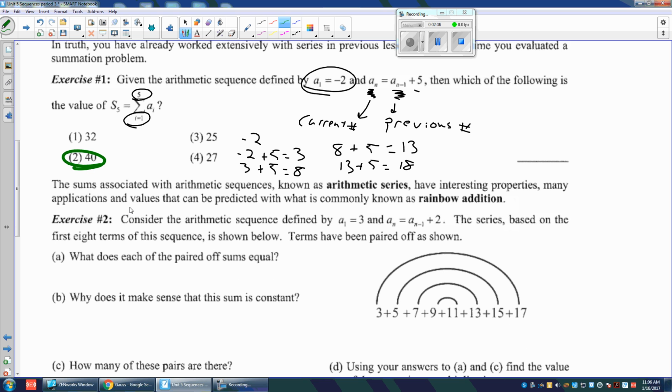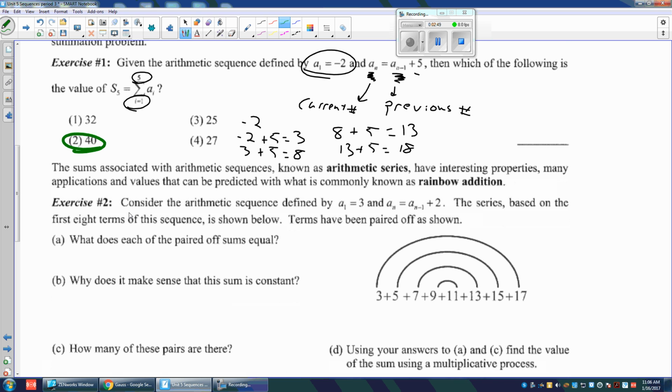The sums associated with an arithmetic sequence, known as an arithmetic series, have interesting properties. Many applications and values can be predicted with what is commonly known as the rainbow addition. Really? That's the first time I heard about that, so I wonder how common it is. Consider the arithmetic sequence defined by the first number is 3, and then every number after that is the previous number plus 2. The series is based on the first 8 terms of this sequence shown below. The terms have been paired off as shown.